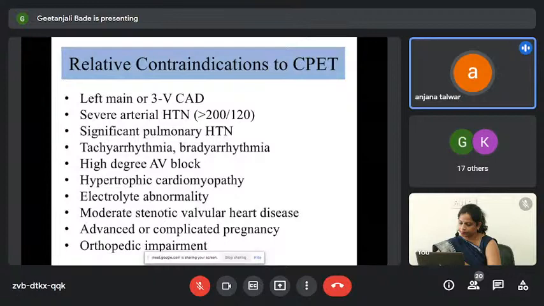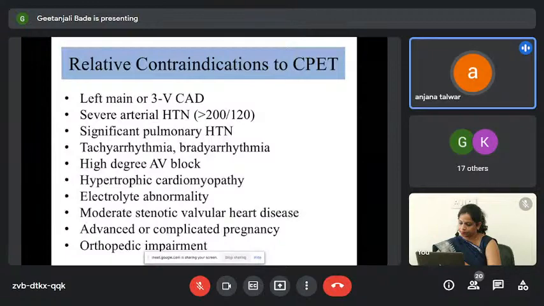Next slide. Yes, ma'am. So when the patient is doing the exercise, sometimes you may have to stop the exercise in between and you cannot continue. Foremost is the request of the patient to discontinue. If he feels uncomfortable and cannot continue with the exercise for any reason, due to fatigue, discomfort, or chest pain, we have to stop the exercise immediately.